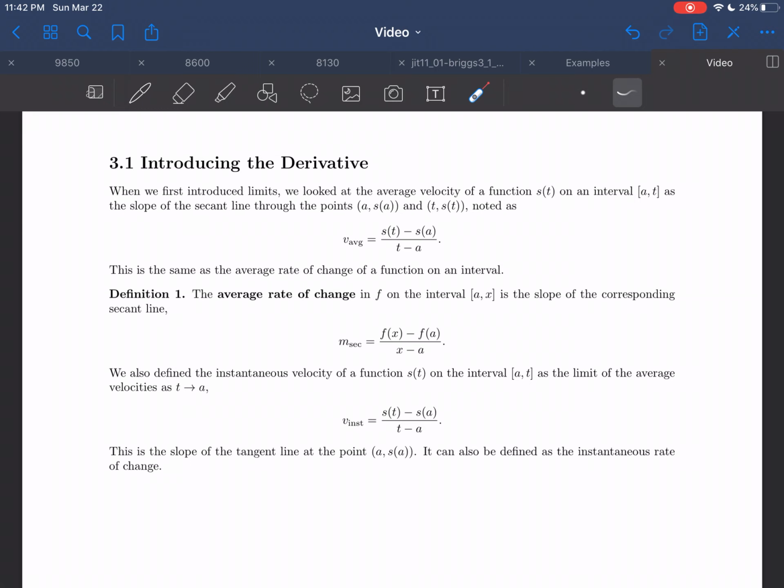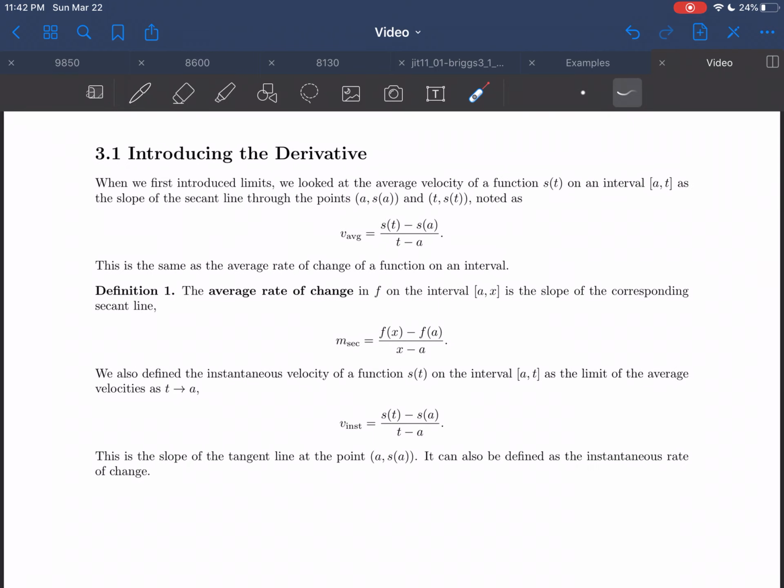Okay, so if you remember when we first introduced limits, we looked at the average velocity of a function s of t on some interval from a to t. And we said that the average velocity was the slope of our secant line through our 2 points. And the slope, or our average velocity, is given by our slope formula. Now, this is the same as our average rate of change of our function on an interval.